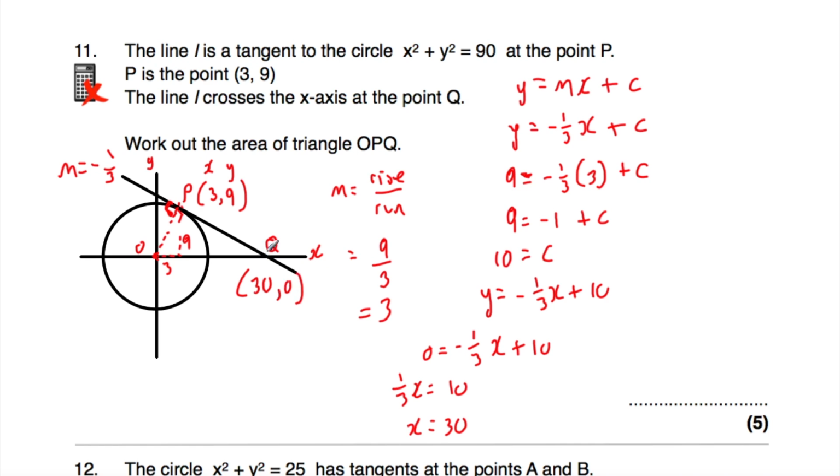It crosses the x-axis at point 30, 0. So that's fantastic. We now know the coordinates of the point Q. We've got the coordinates of the point P, and we've got the origin, and we've been asked to find the area of the triangle OPQ.